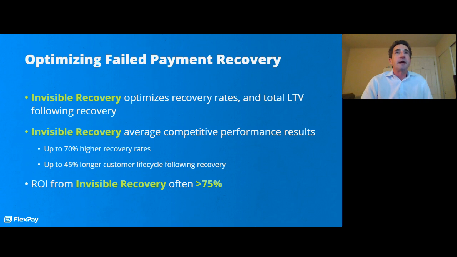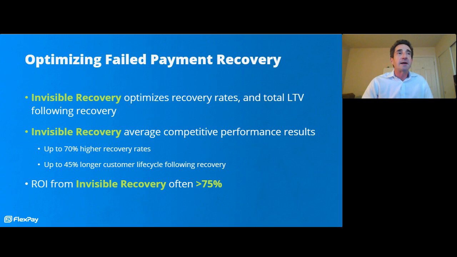So invisible recovery will optimize recovery rates, as I said, and what that means in real world results is often invisible recovery. If a company, like yourself, does not have a failed payment recovery solution in place, we suggest you get one. Even if you have one in place, our average recovery rate is 70% higher than companies have in place previously. So again, we're more effective in recovering failed transactions.